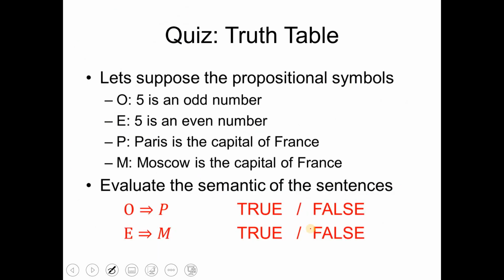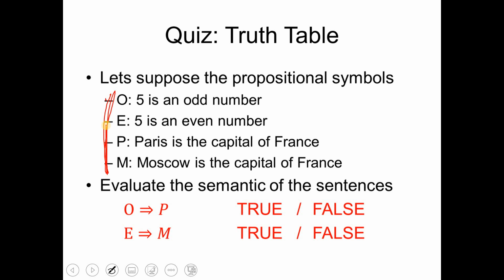So here is another example, a small quiz. Like this you can expect in the exam also. The meaning of the symbol is given to you. O is a symbol which means 5 is an odd number. E is another symbol which means 5 is an even number. This is the meaning I have given.